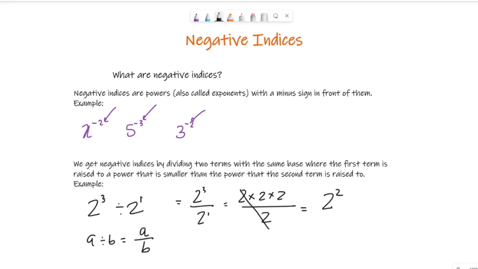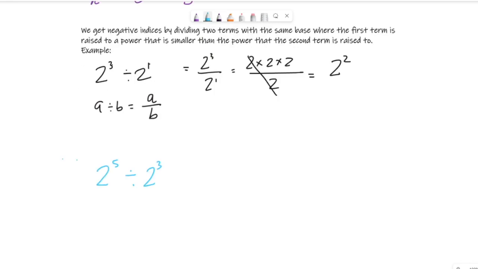So this is the short way of doing it. Same way, if we have a question like 2 to the power of 5 divided by 2 to the power of 3, so 2 times 2 times 2 times 2 times 2 divided by 2 times 2 times 2, cancel the common factors, we'll be left with 2 to the power of 2. Now how we get negative indices, we'll see in the next example.